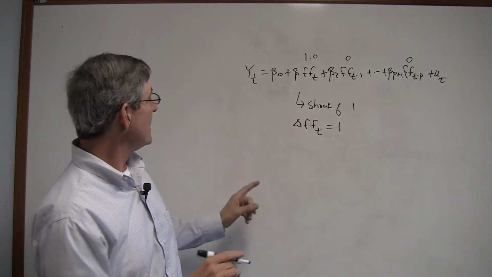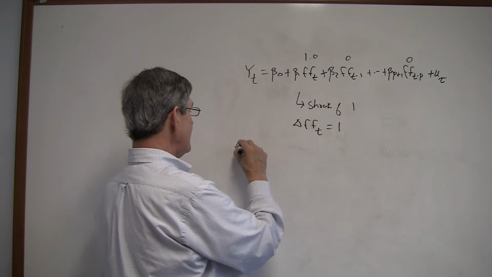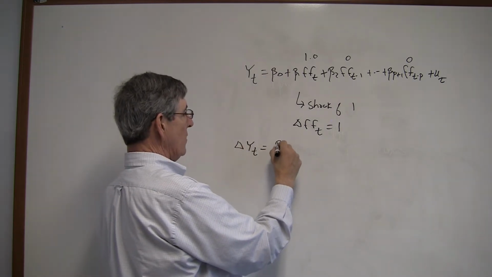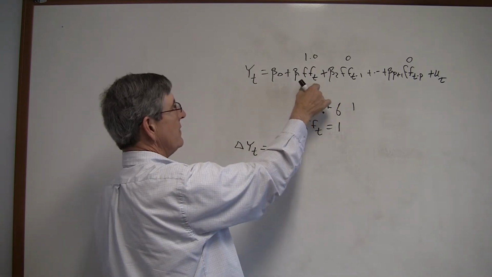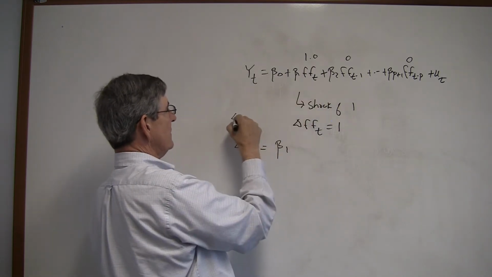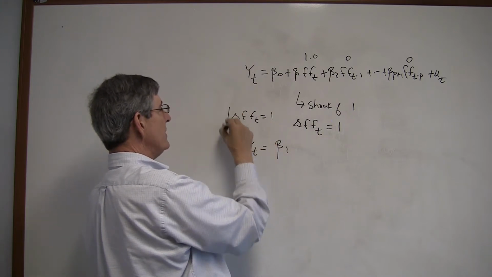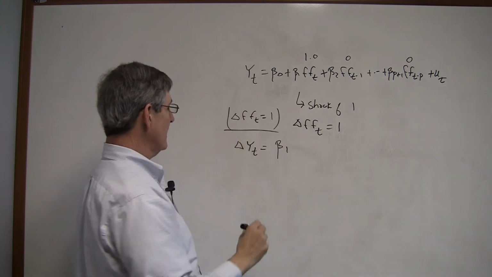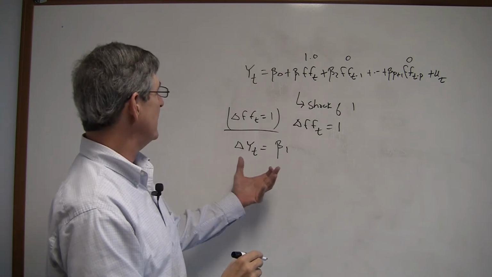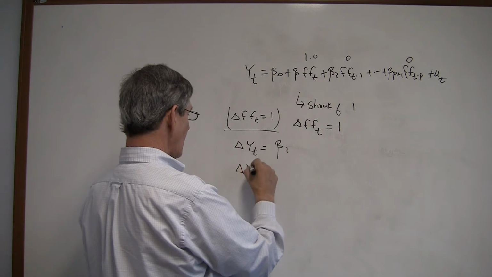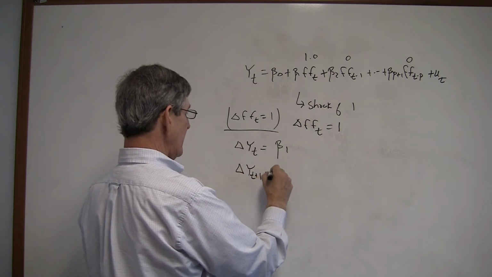Okay. So the change in yt would be equal to what? Well, it would be beta 1. When the federal funds rate changed, so for a change in FFt equal to 1 and all other changes are 0, the change in yt would be beta 1. What would the change in yt plus 1 be?